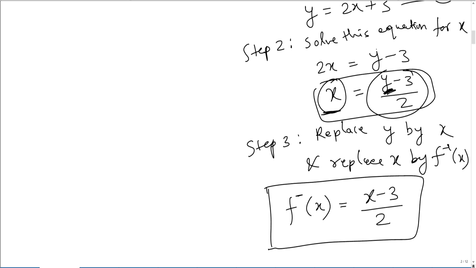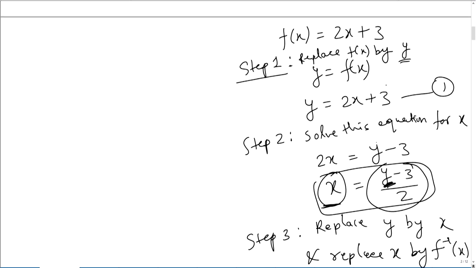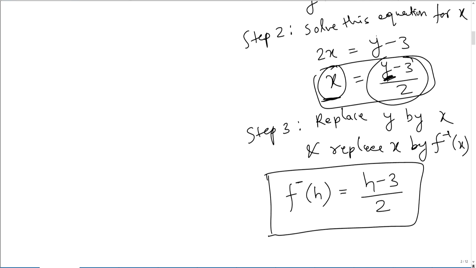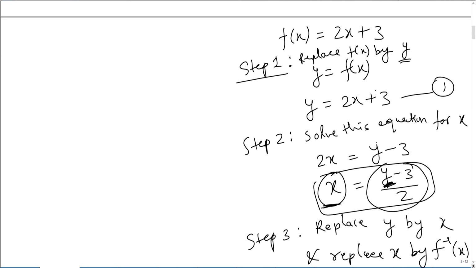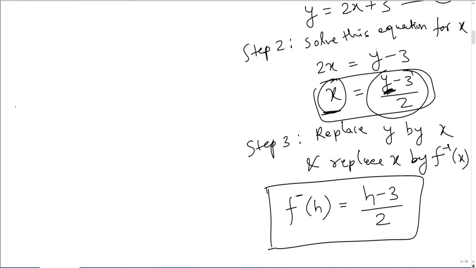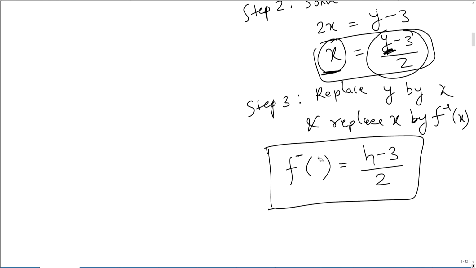But if you want, it is totally fine to replace it with some other variable, let us say h. Okay. So, I just replaced x by f inverse h and I replaced y by h. This is totally fine because this is exactly what we are looking for. This is the inverse function of the function that we saw here, f of x equals 2x plus 3. But we want the variable to be in the same form. So, that is why what we typically do is we write f inverse x equals x minus 3 by 2.